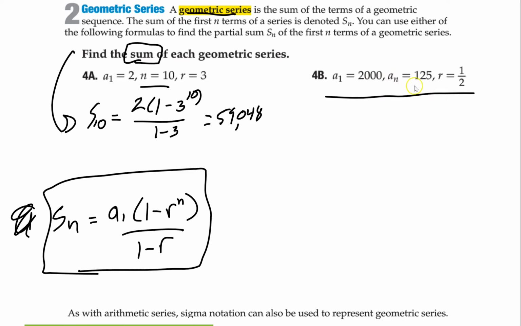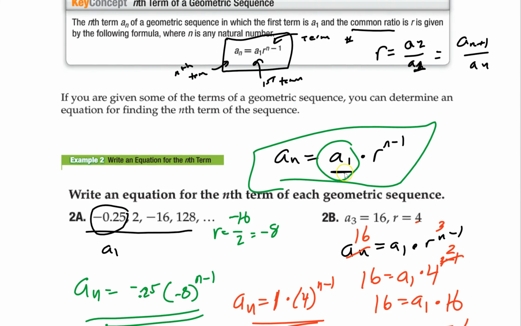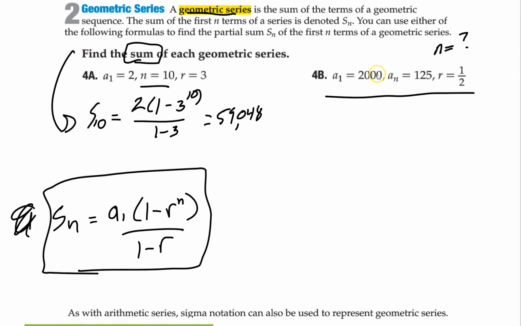Right, this one, they're saying the fifth term is 125. So notice how we're missing something? We don't have n. I can't use this formula because I don't have n. So like I always say, if you're missing something, go back to the original formula. So in this case, we're going to go back to this formula: an equals a1 times r to the n minus 1.